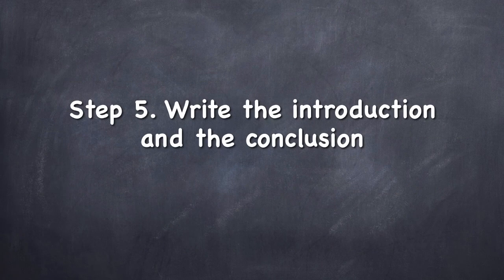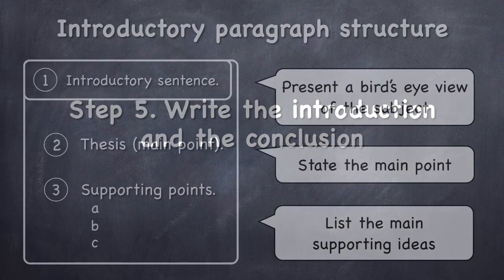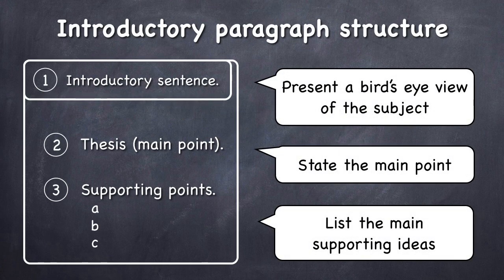Step 5, write out the introduction and the conclusion. Here's the structure of an introductory paragraph. As you can see, it contains 3 parts. Part 1 is an introductory sentence, part 2 is the thesis, which is the main point, and part 3 is your supporting points.